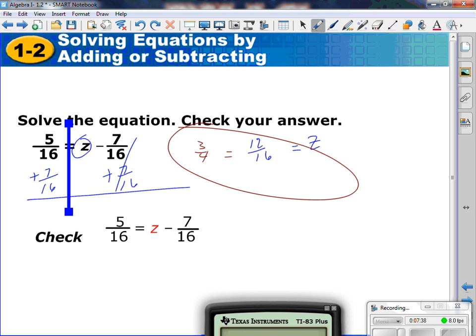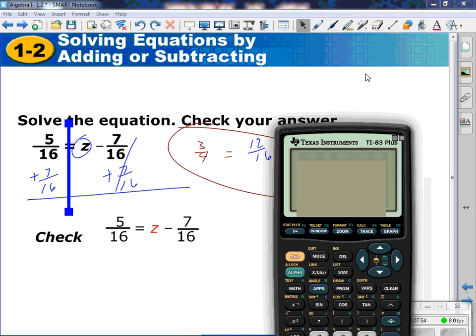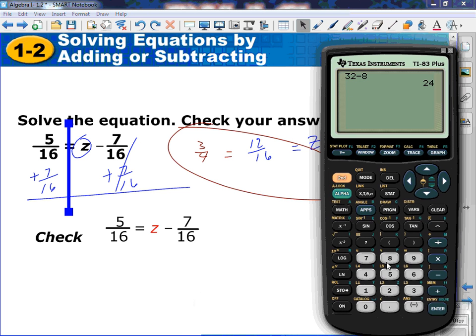That's your answer. Z is 3/4. Notice how I'm circling my answers. When you do your homework, if you circle your answers, it's easier for you to go back and see what you're doing. You know where your final spot is. Now to check my work, I'll use the calculator to help me check. And I'm just going to worry about this piece right here.